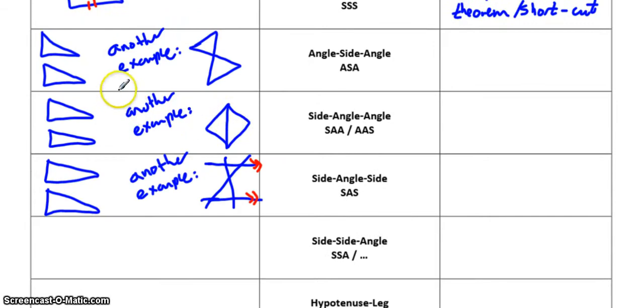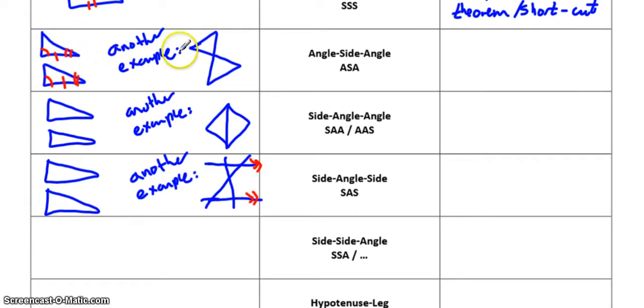Alright, so let's start with angle, side, angle. And so angle, side, angle is when you've got two pairs of angles, that's one pair of angles, there's a second pair of angles, and a congruent side in between those two angles. Notice how this side right here is between these two congruent angles, and the same thing in the bottom triangle.